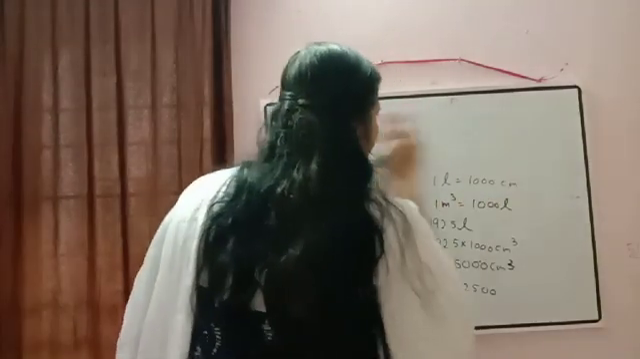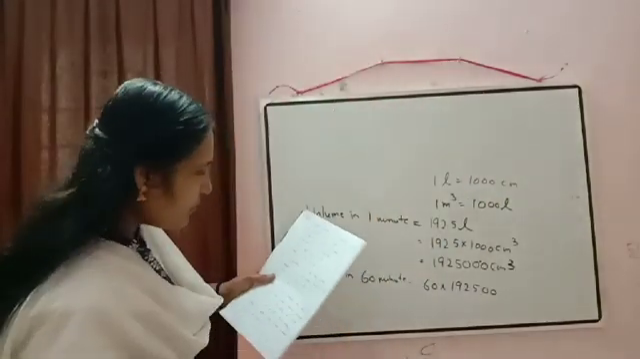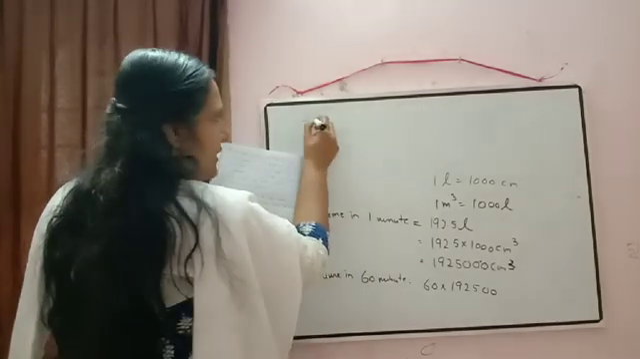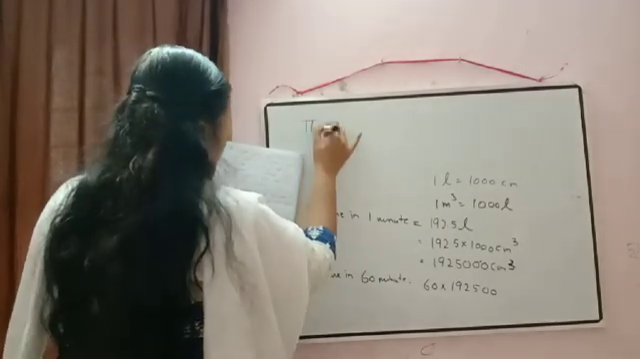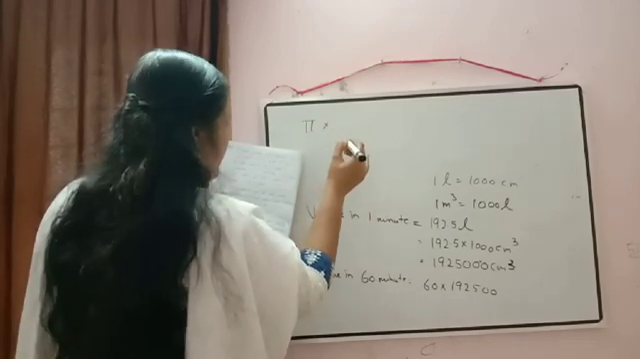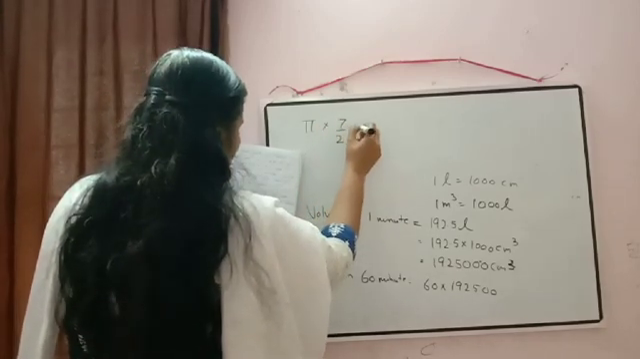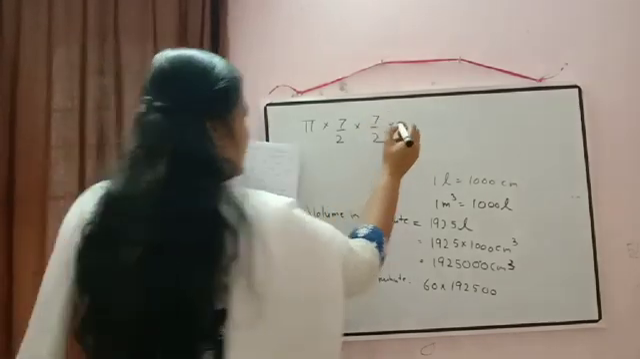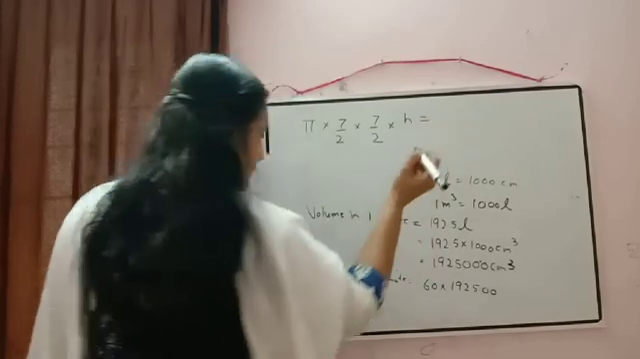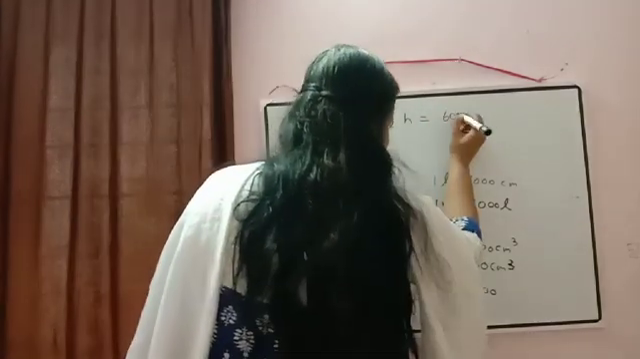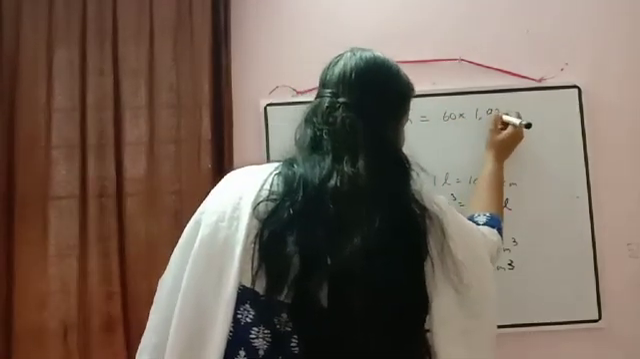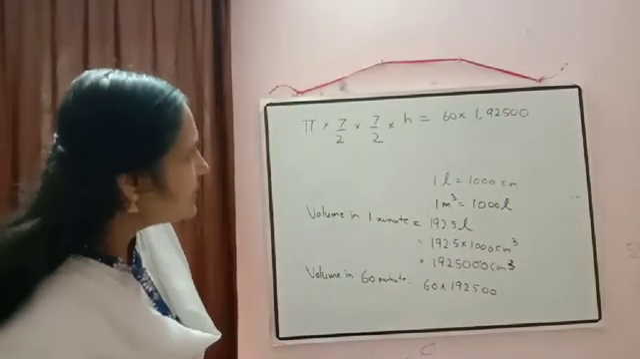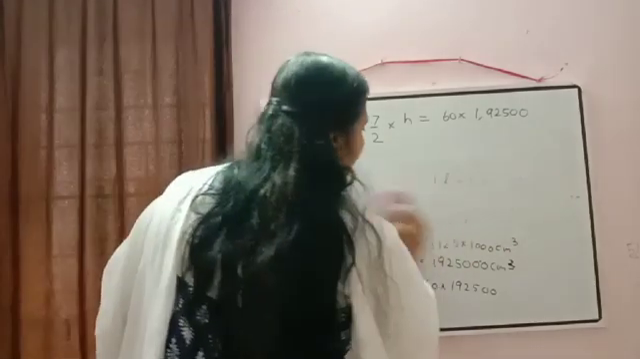According to the formula, what will come? Volume of cylindrical pipe is equal to pi r square h. So that will be equal to pi into, what is the radius given? Radius is 7 by 2. So 7 by 2 into 7 by 2 into height. Height only we have to calculate, is equal to 60 into 1,92,500.